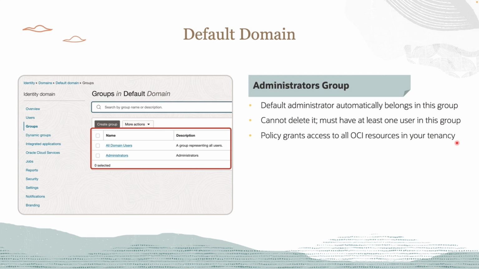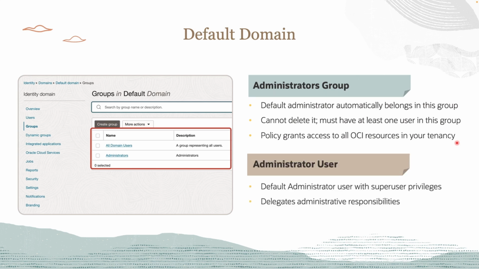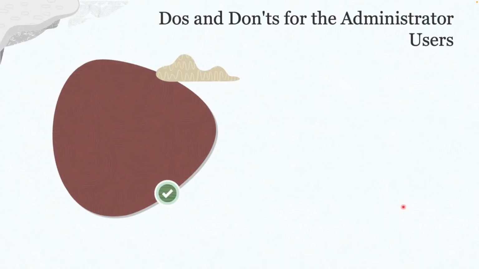And please make a note that any additional user added to this admin group will have full access to all the OCI services. And then your default admin user is the first IAM user for your tenancy and will be responsible for initially setting up additional administrators to manage your tenancy. And then there are some do's and don'ts for your administrator user, such as assigning roles to manage users, groups, application, system configuration, and security settings.